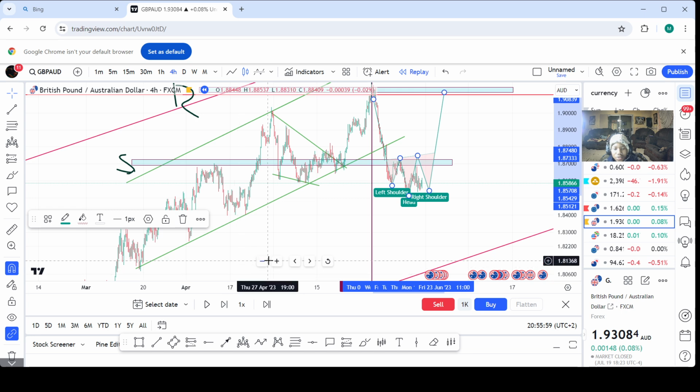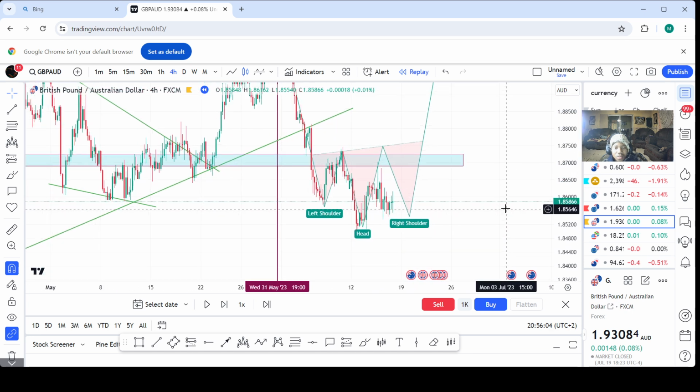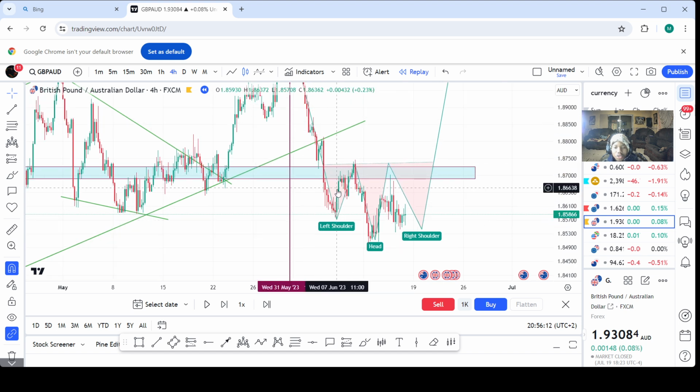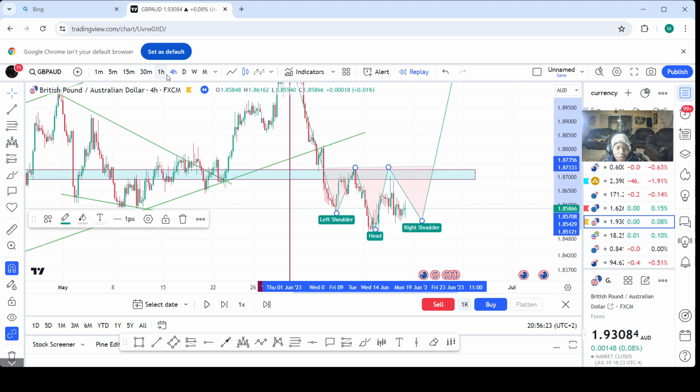Let me just try and fix everything up. Let's zoom in. So this is our neckline, which is occurring on the support, double confirmation. We have our left shoulder, market pushes back up, our head. Now it looks like it's gonna create our right shoulder. So we need more confirmation, so we need to wait.